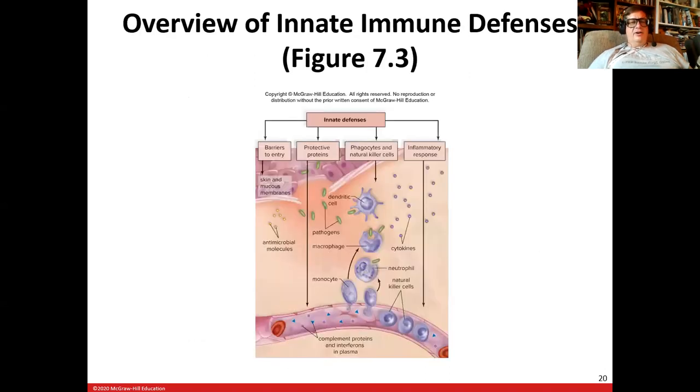All right, so here's a summary of innate defenses. And you have dendritic cells, which are antigen-presenting cells. They show the macrophage, like, hey, you see this thing? Yeah, you should be eating those. You should be killing those. All right, that's figure 7.3.